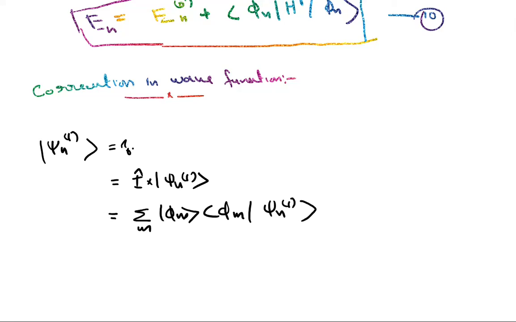So this is something that we have to find out for getting our ψn1. So this quantity we need to find out, ⟨φm|ψn1⟩. What is this quantity? If you know that quantity, you will be immediately getting ψn1. So how do we find this out?